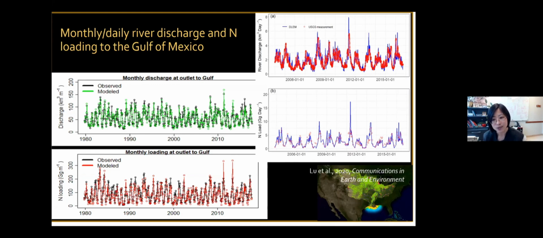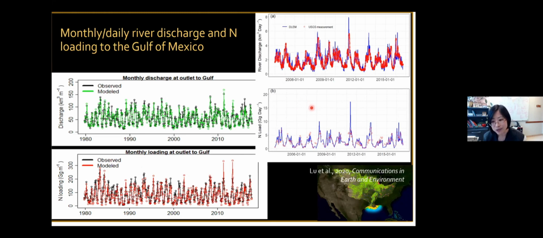And what I'm showing here, to the left, is a near half-century data-model comparison for water discharge and nitrogen loading to the Gulf of Mexico at a monthly time step. And to the right is a data-model comparison of about 15 years for river discharge and nitrogen loading to the Gulf of Mexico at a daily time step. So the result is pretty encouraging.